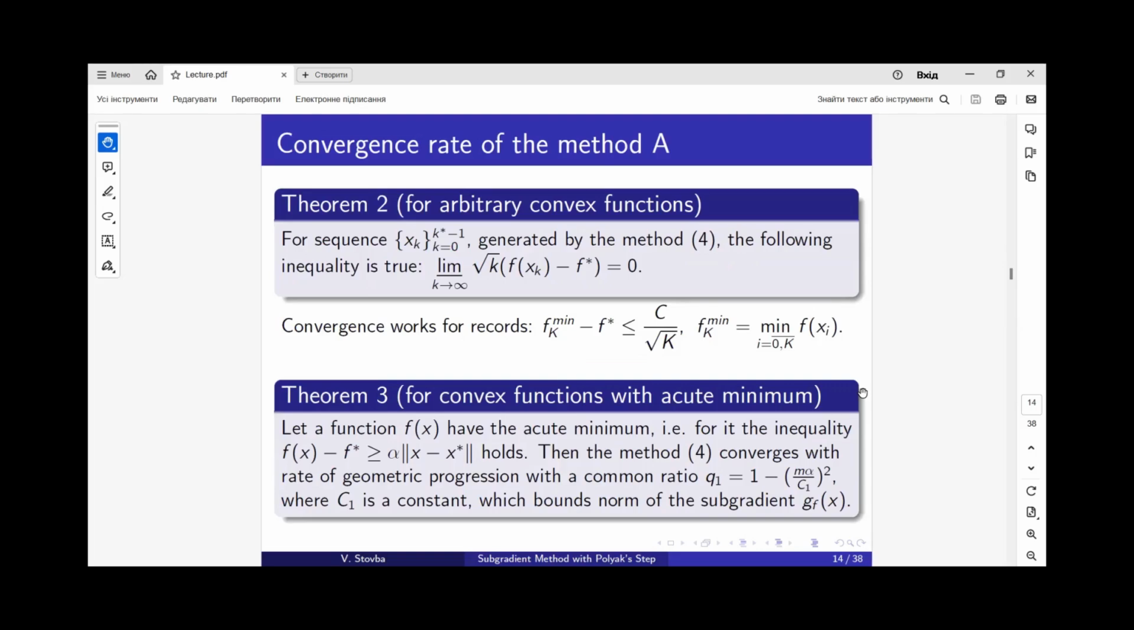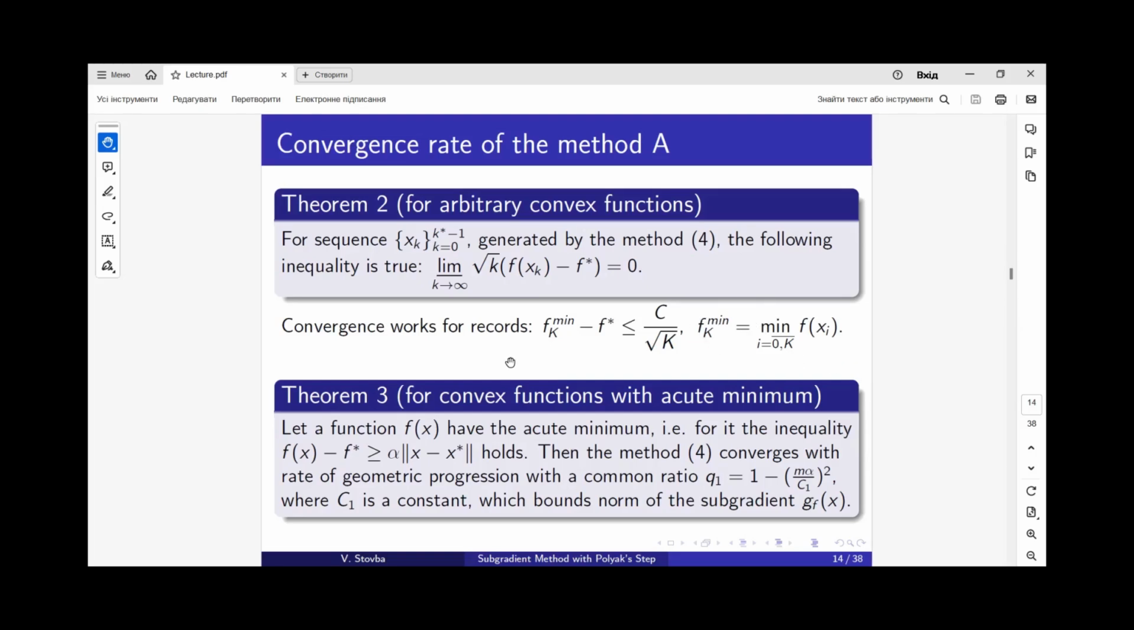Moreover, for this method, we have theorems 2 and 3 that state the convergence rate for arbitrary convex functions and for convex functions with acute minimum. Theorem 2 says that for the sequence generated by the method, the following inequality is true. Its lower limit equals 0. Actually, it means that this inequality is true, but since the subgradient method is not a monotonous method, we use records. So this method converges, and convergence works for records. This inequality holds for records, which are defined like this.